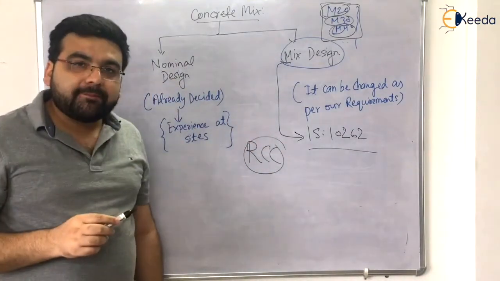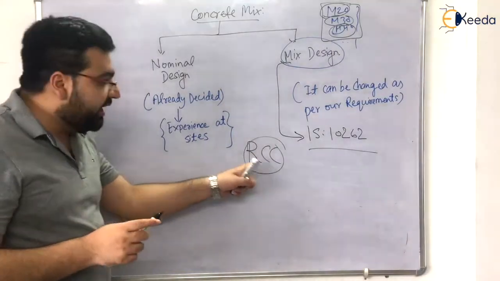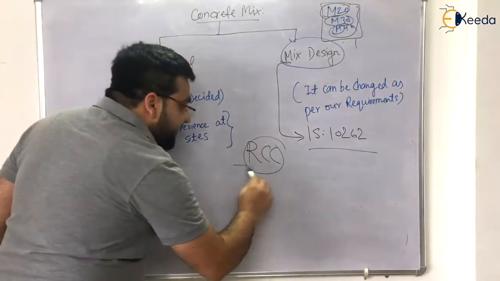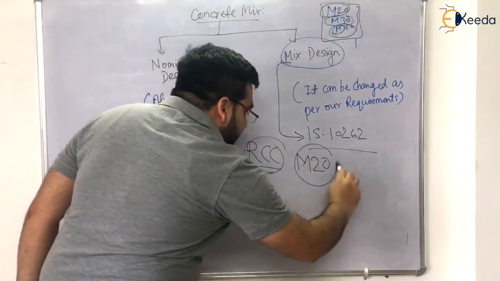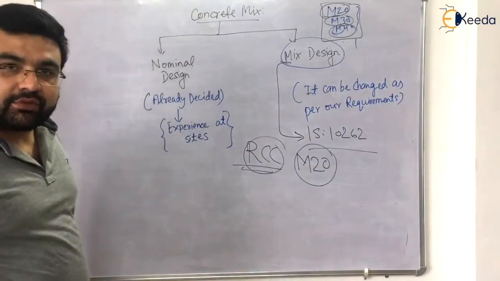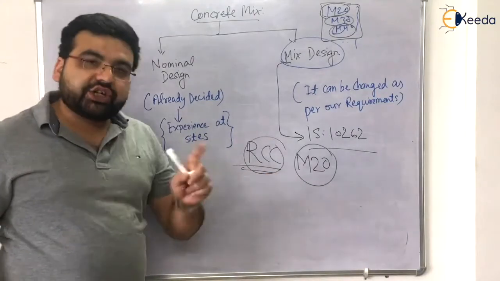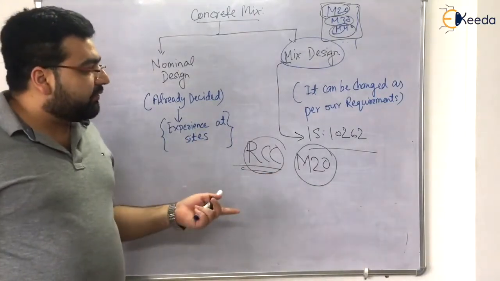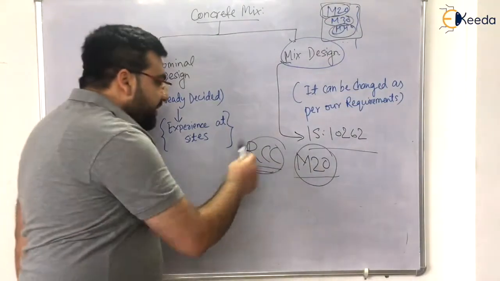Do you have the answer? I know a lot of you have, right? The minimum grade of concrete which should be used for RCC structures is M20. This question has been asked many times. So you should remember, even if someone asks you in an interview what is the minimum grade of concrete for RCC, it is M20. Simple. Okay, so this is the minimum grade of concrete.